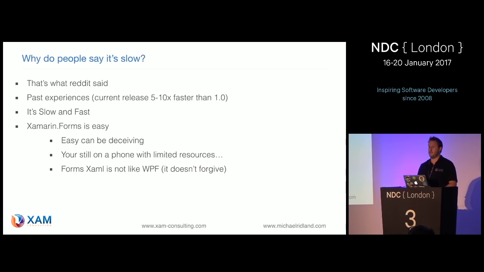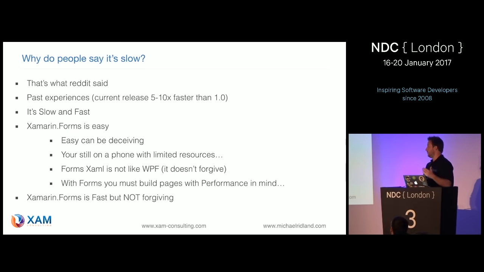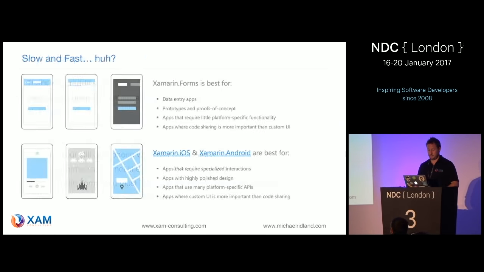I've done WPF in the past, and if you did WPF poorly, and the views weren't done very well, the application wasn't built very nicely, it was quite forgiving. It wasn't like the application was going to fall over. But if you do that in Xamarin.Forms, then you can get yourself into trouble. It's just not as forgiving. So with Forms, you have to build pages with performance in mind if you want something that's going to run really fast. So Xamarin.Forms is fast, but it's not forgiving.